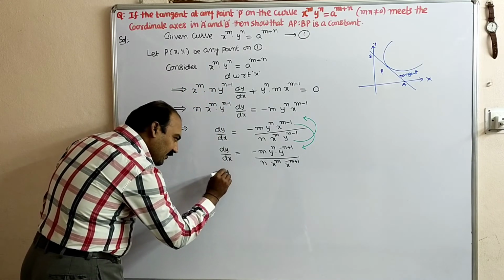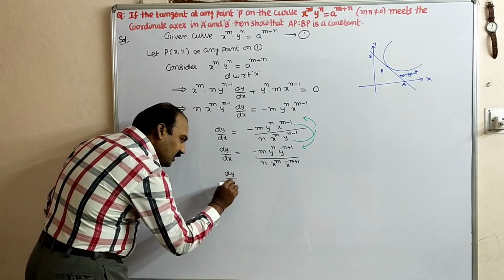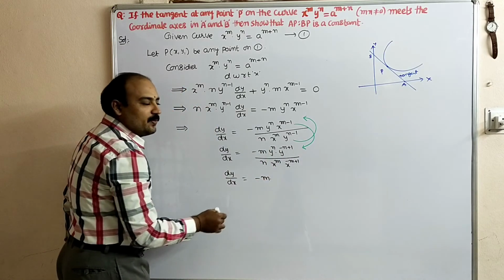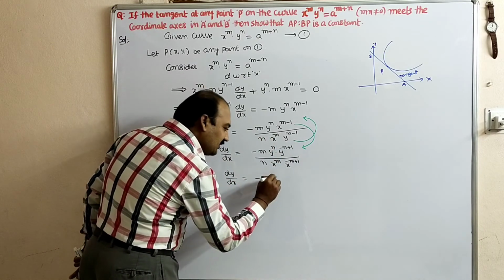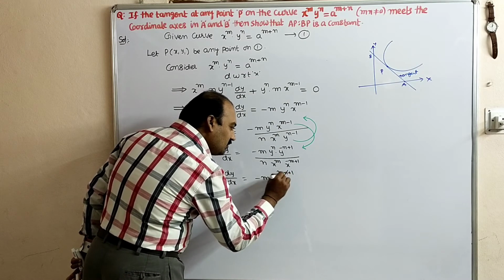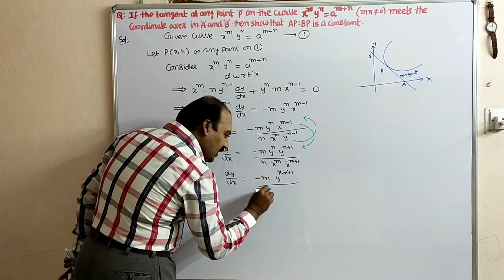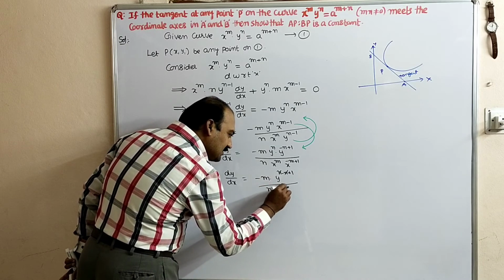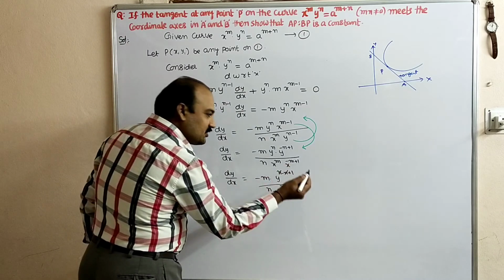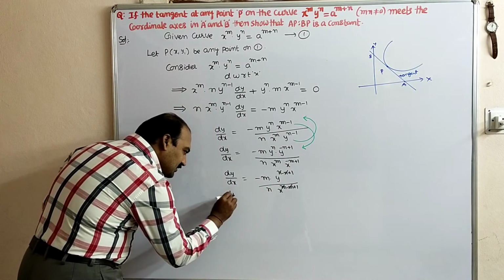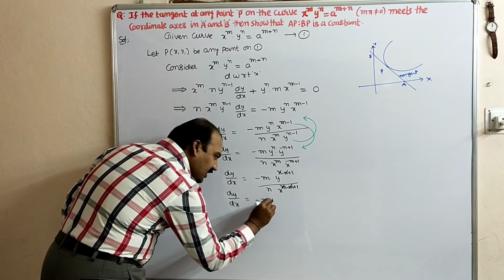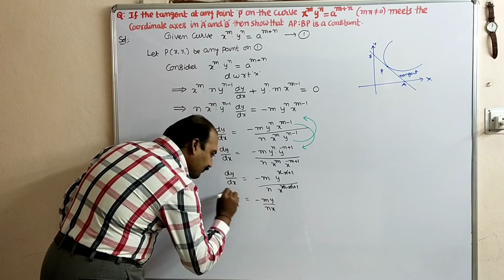So therefore dy by dx is equal to minus m into, bases are equal, powers should be added. Plus n minus n get cancelled. You can write like this: n minus n plus 1 divided by n into x power m minus m plus 1. M minus m cancel. Y power 1 is y. So dy by dx is equal to minus my divided by nx.